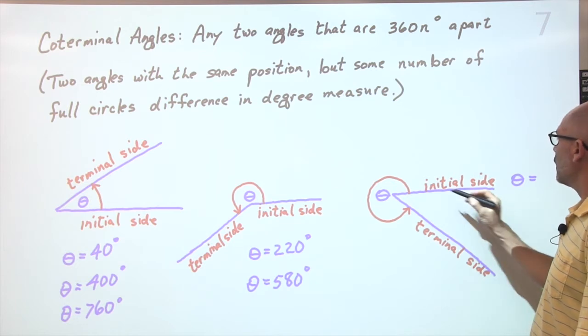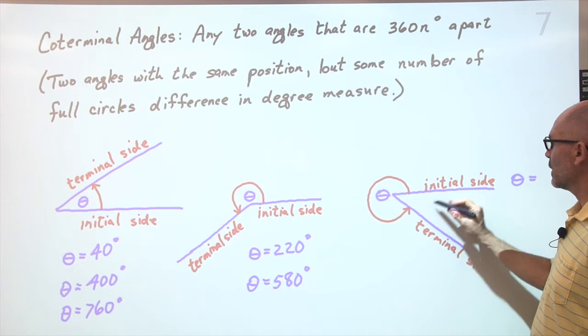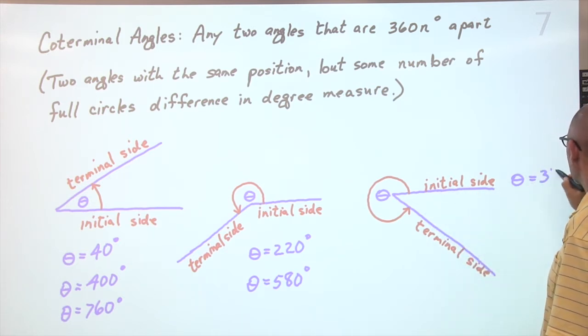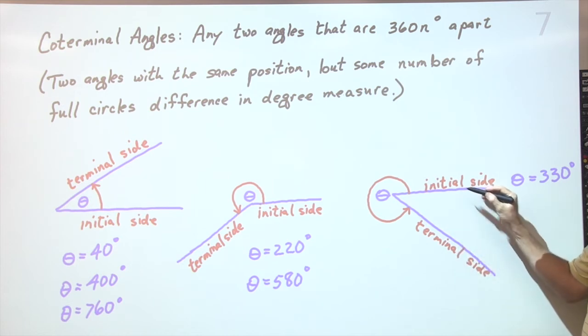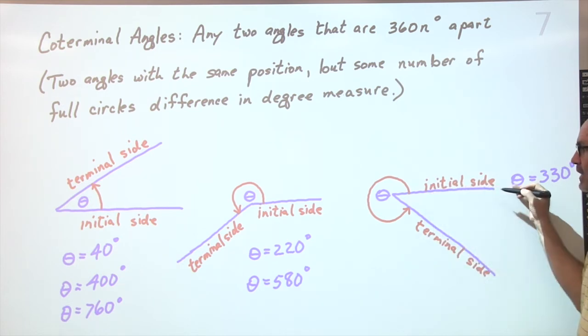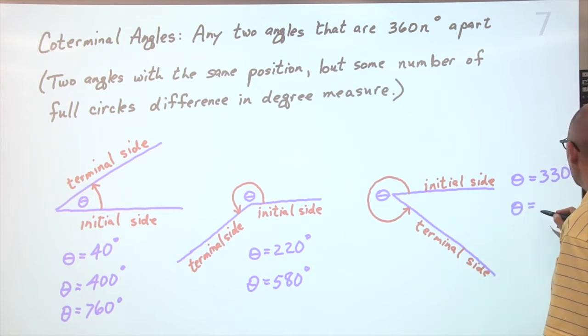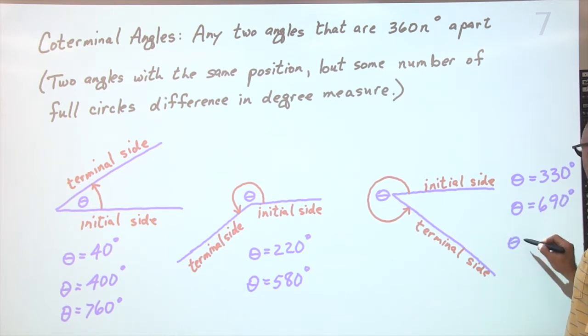Okay, now we have this angle that goes almost all the way around 360, but not quite. So notice it's, let's say, 30 degrees short of 360. That would mean theta equals 330. Okay, that's 30 degrees. If it went 30 more degrees, it would be at 360, which would be back to where it started. Now, if I add 360 to this, then I would get 690. And if I added 360 again, I would end up with 1050.